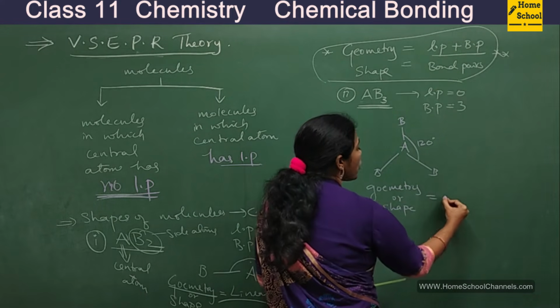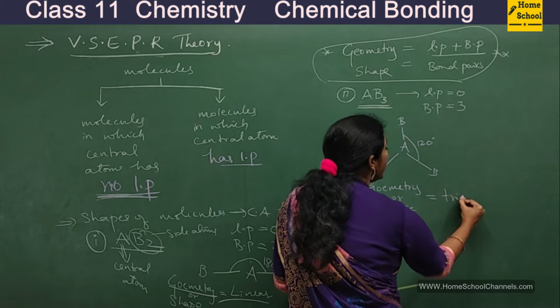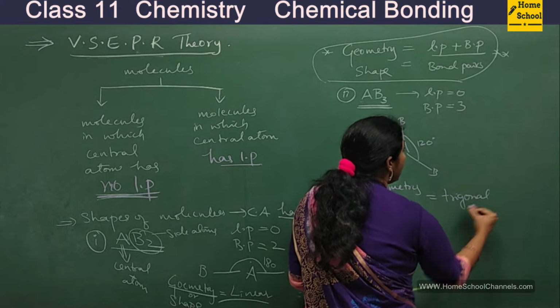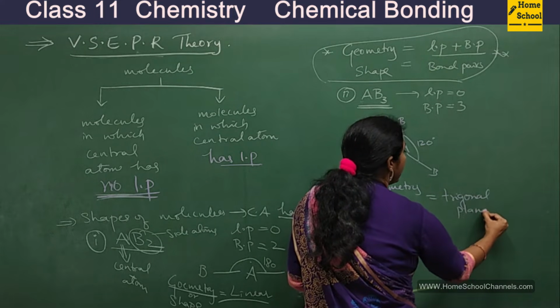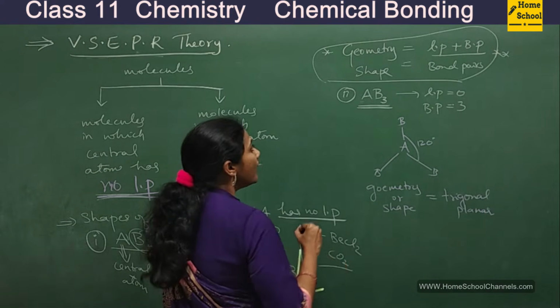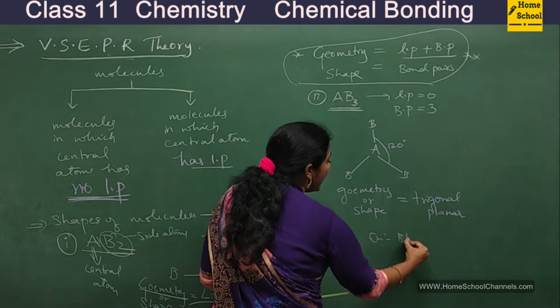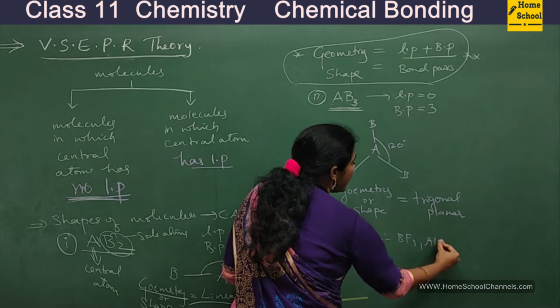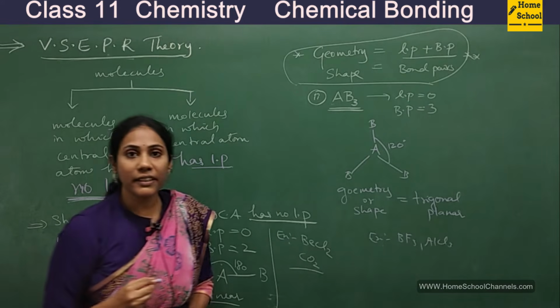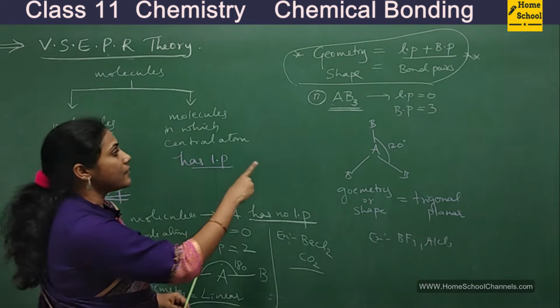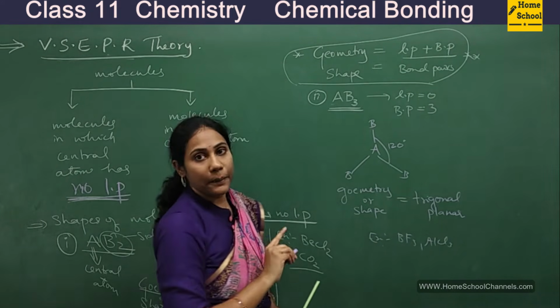So here the geometry's name is trigonal planar. Very, very important. Trigonal planar. Okay, so what examples can you observe here? Examples can be BF3, AlCl3, etc. Right? So this is of AB3 type.